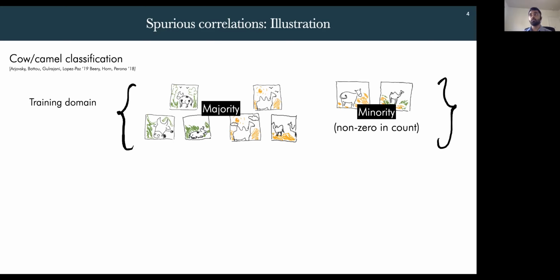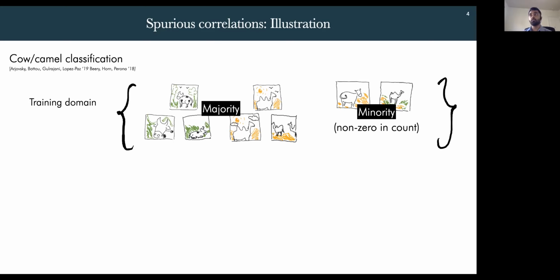Like 85% of the time, the background is indicative of what the label is. That is, if you look at the grass, if it's grass, then you know it's a cow, and if it's desert, then you know it's a camel. And 15% of the time, it doesn't really tell you what the actual label is.